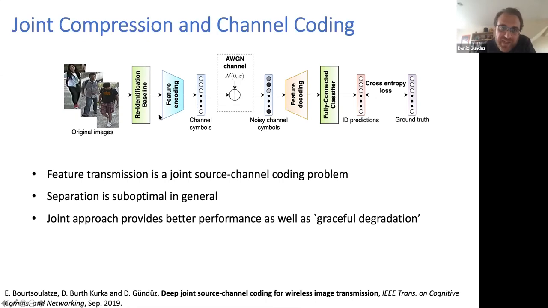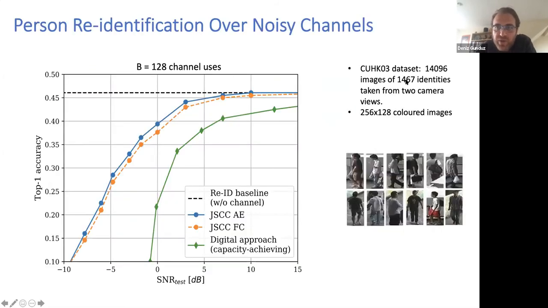So here we are training the re-identification baseline, which is typically based on ResNet, for feature encoding and mapping these features directly into channel symbols. At the receiver, we are doing feature decoding and classification based on the noisy channel outputs, and training all of this jointly. We are using a three-step training process. And here are some results using the CUHK data set. You can see the top one accuracy as a function of the SNR, with limited channel uses. This is for the AWGN channel, using the channel only 128 symbols.